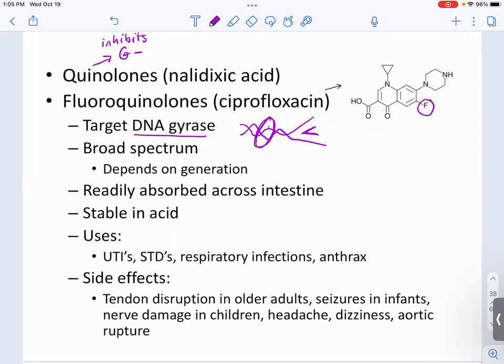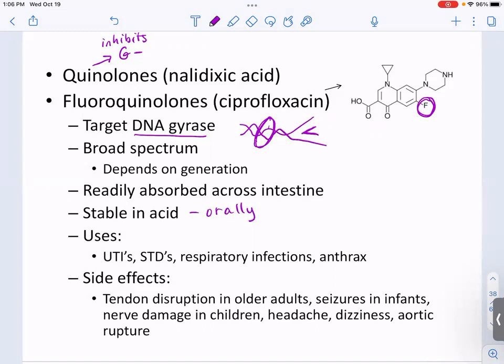Okay, and that enzyme actually is slightly different between gram positives and gram negatives. And especially in prokaryotes, it's a little bit different than for eukaryotes. So again, selective toxicity. The fluoroquinolones, this fluorine atom here actually gave the quinolones a little bit more broader spectrum. It made it absorb better, and just in general was just a little bit better drug. Very stable in acid, so again, that can be given orally.